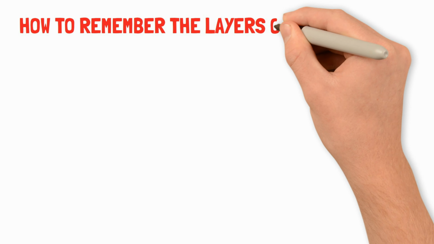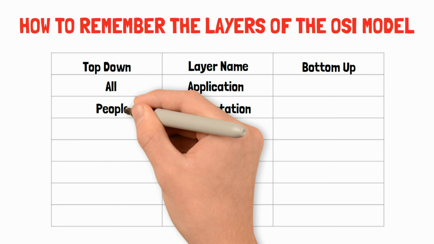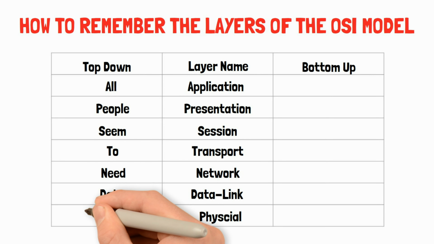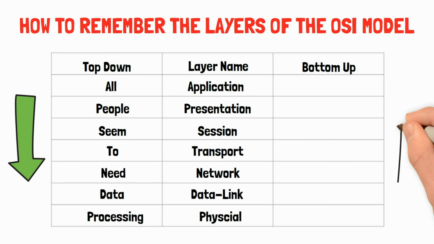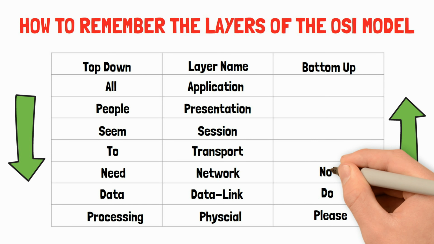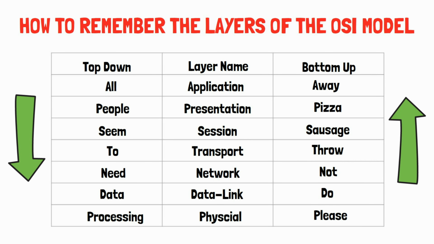So expanding upon that, what is a good way to remember the OSI model in general? Well, from the top down, you can always remember it as all people seem to need data processing. And from the bottom up, we can think of it as please do not throw sausage pizza away. If you can at least remember the layer names and then relate it back to this mnemonic, you should have an easy way of remembering each layer of the OSI model.